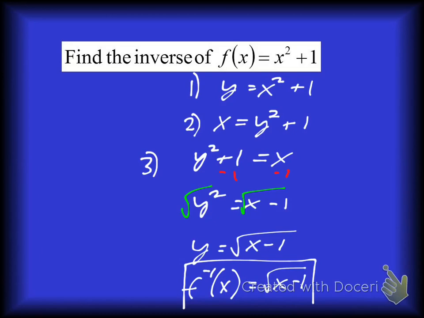And the nice part is you can always check yourself on these. So, Miss Brown, pick a number, please. 5. 5 squared is 25. 25 plus 1, 26. Take 26 down to what you claim is your inverse. 26 minus 1 is 25. Square root of 25 is 5.